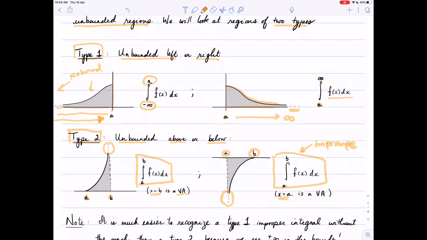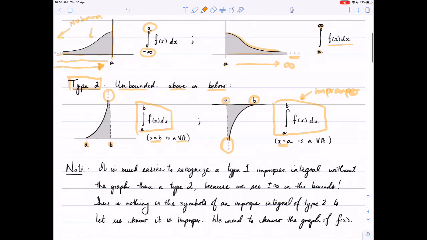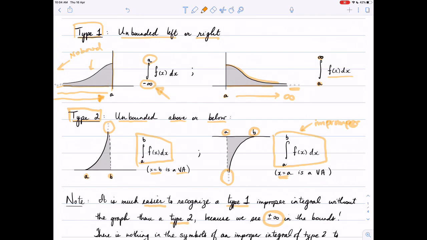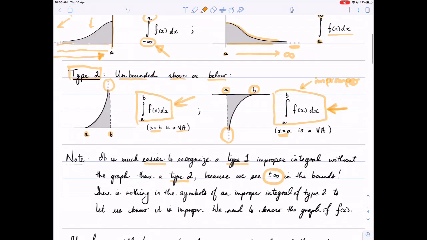And that is my first comment to you here, that it is easier to recognize a type 1 improper integral than a type 2. How come? Because you can see the infinities right there and right there. The infinities are in the bounds. Whereas in type 2, it looks like a normal integral if you're not paying close attention. So how do you tell for type 2? You need to know the function. You need to know something about f of x to know whether that region is unbounded above or below.